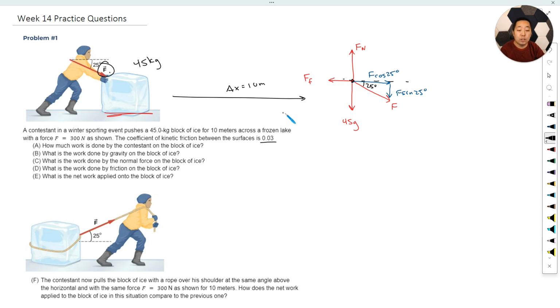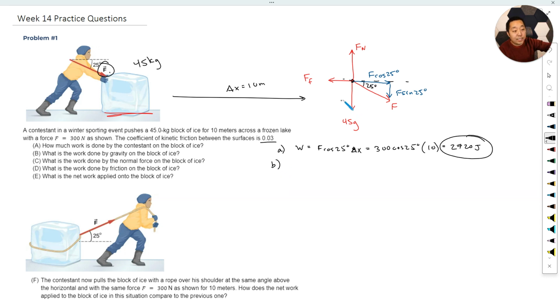Well, the displacement's to the right, and the F cosine 25 degrees is to the right. They're both to the right, so the work would be positive, and it's just going to equal the component of that force times the displacement here, which is 300 cosine 25 degrees times 10. And that's going to be 2,720 joules. Okay, that's A.